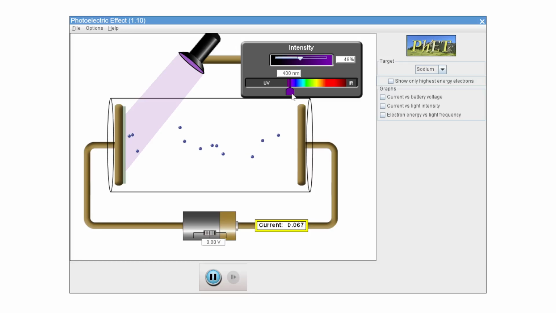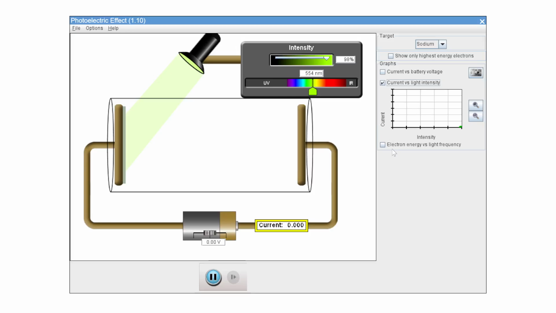Now I am increasing the wavelength. Increasing wavelength means I'm decreasing the frequency, so energy is decreasing. Okay, see? The electrons have almost become 0. So even if I increase my intensity, nothing is happening. 100% intensity, but not even a single electron. Why? Because now the photons of my green light do not have sufficient frequency or sufficient energy to break the bonds of electrons.